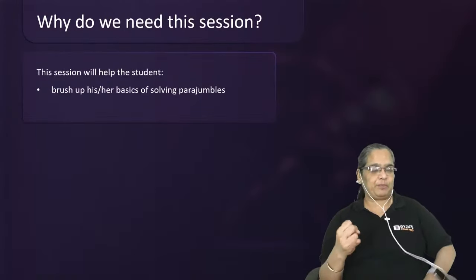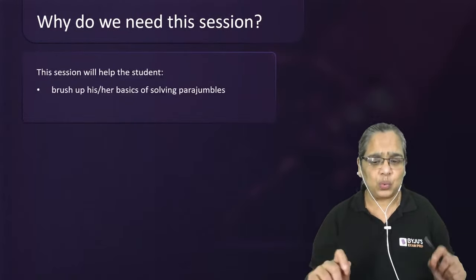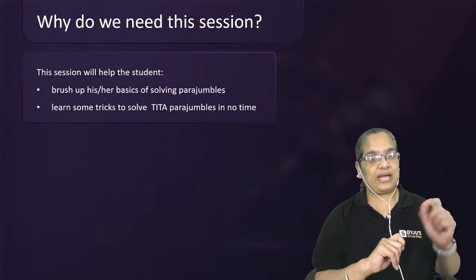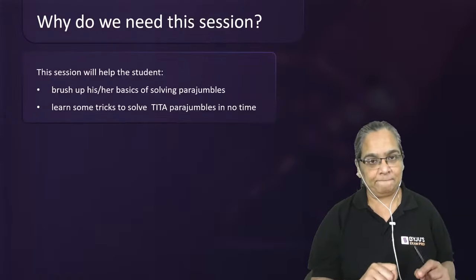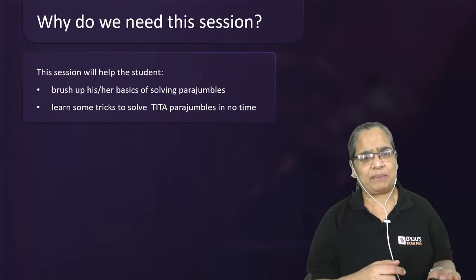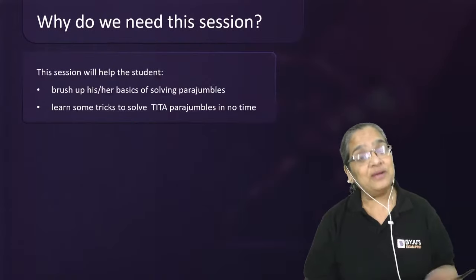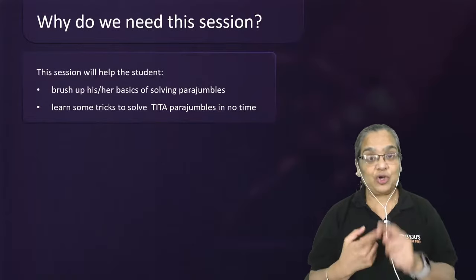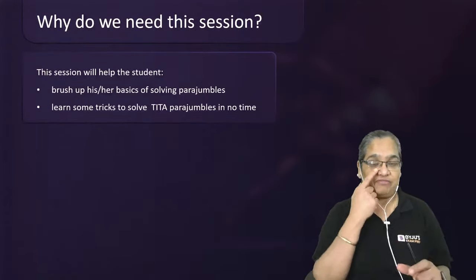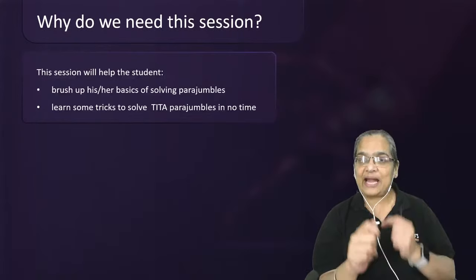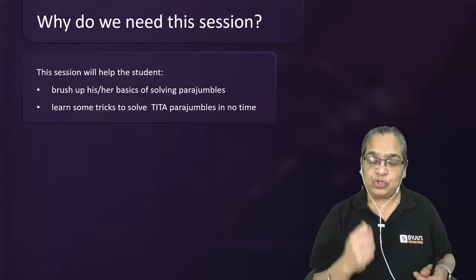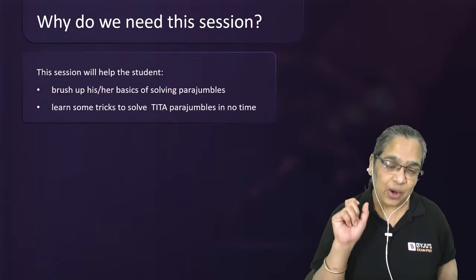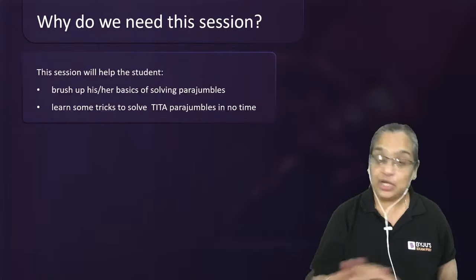So you have to brush up your basics of Parajumbles. Know the rules. There are very few rules. Learn some tricks to solve them quickly. Don't waste too much time practicing Parajumbles, but take mocks, because when you take mocks, you will know after doing 4 passages and summaries how much time you have for Parajumbles and odd one out, and in that time, how many you are getting correct. So use your mock tests to see the optimum time for you to solve Parajumbles.